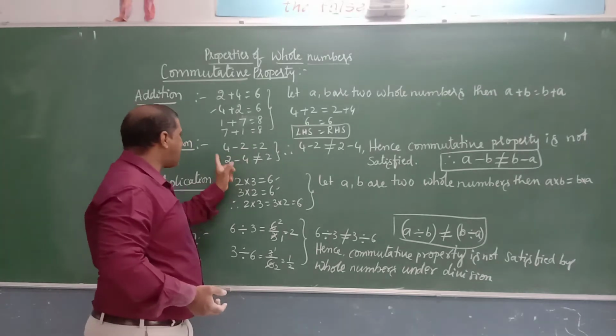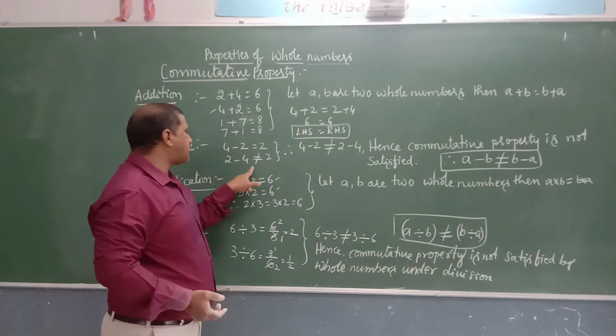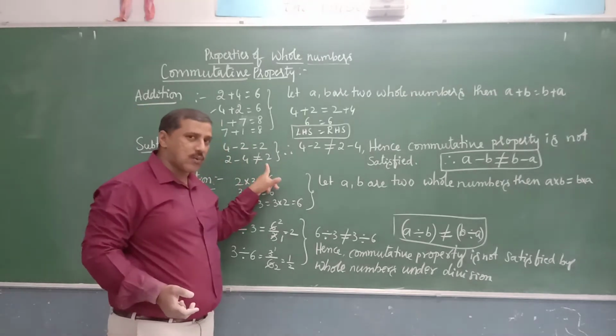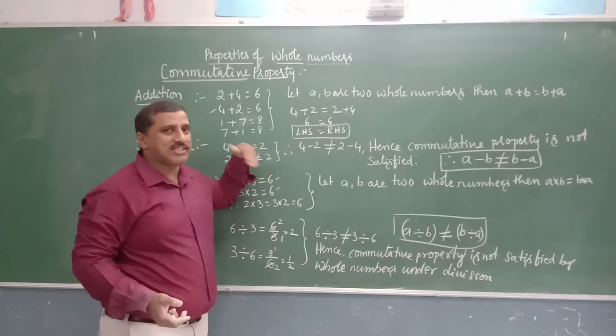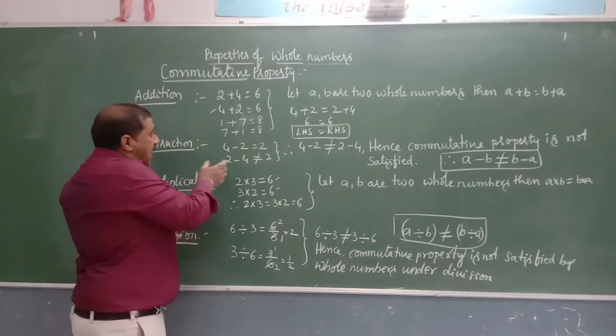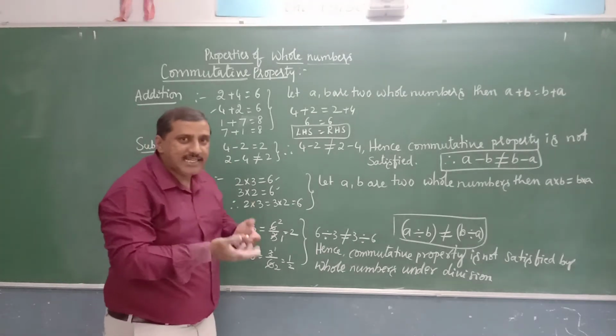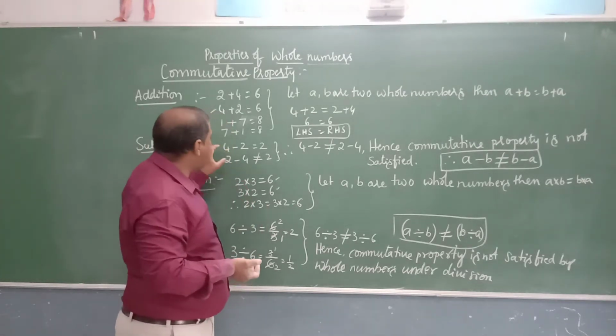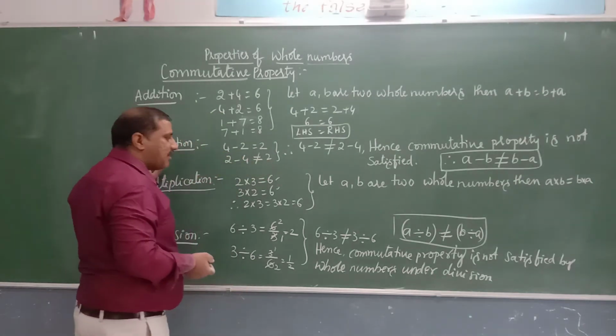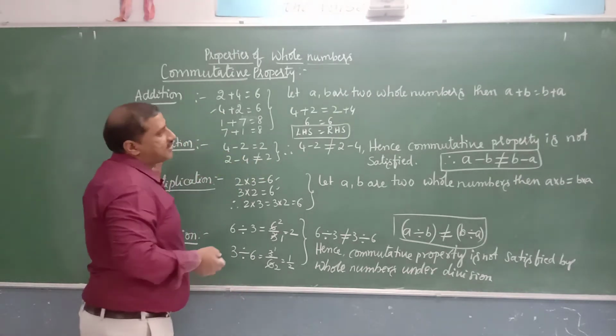Then what about interchanging these two numbers? 2 minus 4 is not equal to 2. It is equal to some other number. Hence, by subtracting two whole numbers in any order, are we getting the same difference? No. Hence, this property is not satisfied by whole numbers under subtraction.